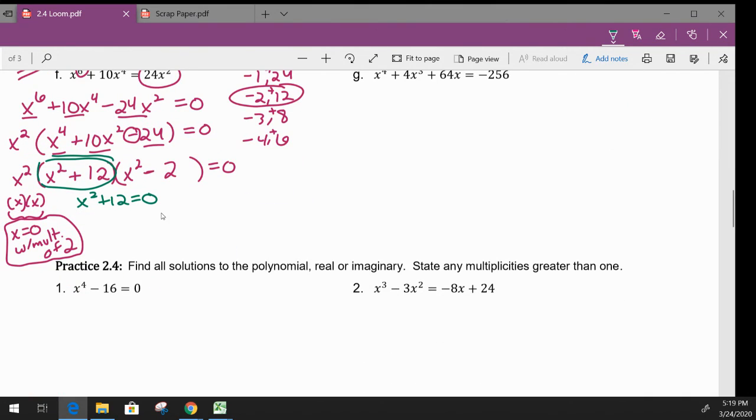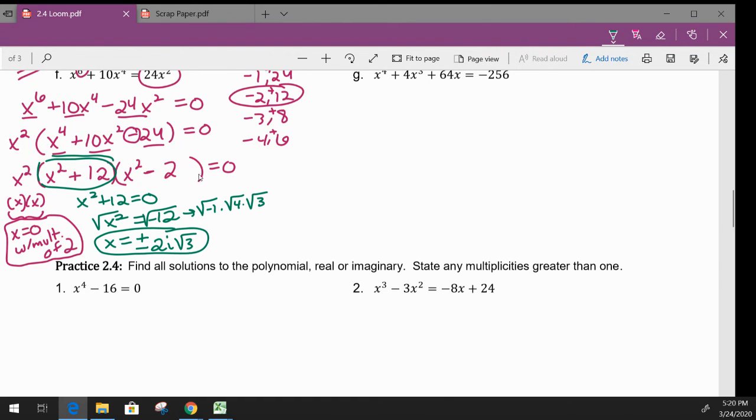X squared plus 12 equals 0. Subtract 12. Square root both sides. Don't forget, it's an even root, so you're going to have a positive and a negative root. Now, if I factor this square root of negative 12 into a square root of negative 1, square root of 4, and square root of 3, the square root of negative 1 becomes i, the square root of 4 becomes 2, so I'm going to have 2i. Square root of 3 cannot be simplified. So that there does represent two different solutions, positive 2i square root of 3 and negative 2i square root of 3.